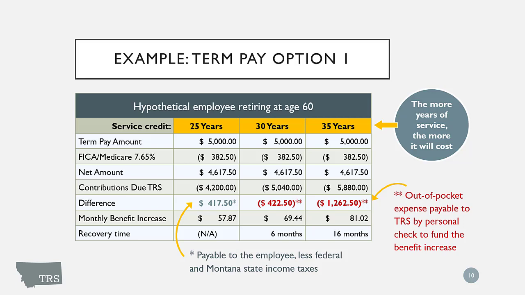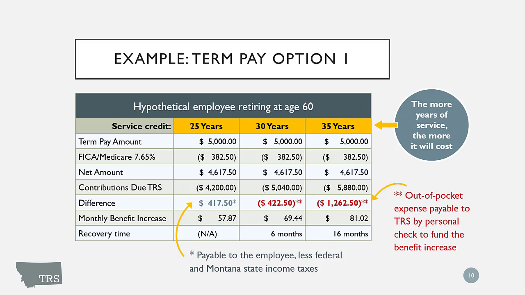Now, going to the scenario for 30 years, the contribution due to TRS is $5,040, which leaves $422.50 to be paid, and that would be an out-of-pocket expense by the employee, and they would have to write a personal check to TRS for that amount. And we expect the monthly benefit increase to be $69.44, and the recovery time for the out-of-pocket expense is 6 months.